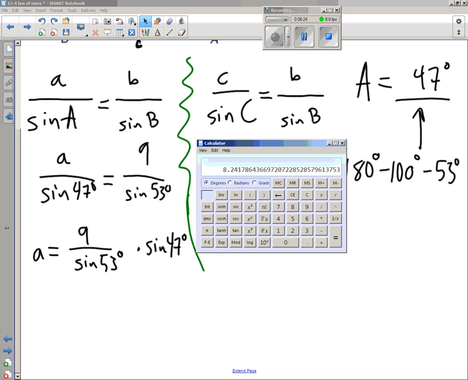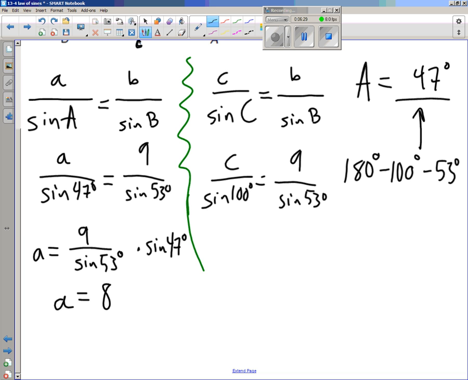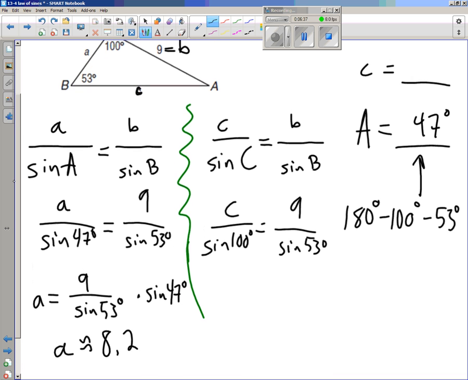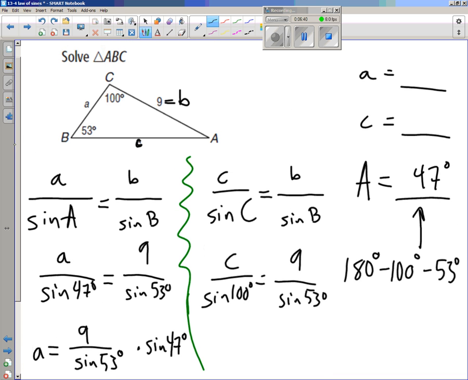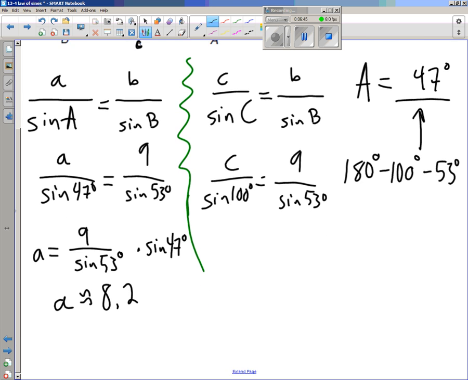The rules for rounding are the same as when we're doing right triangles. General rule of thumb in this book is round to the nearest tenth for a side, nearest whole number for an angle, or whole degree. And then really the process for c is the same. The algebra totally mirrors what we did for A. Multiply both sides by sine of 100 degrees.